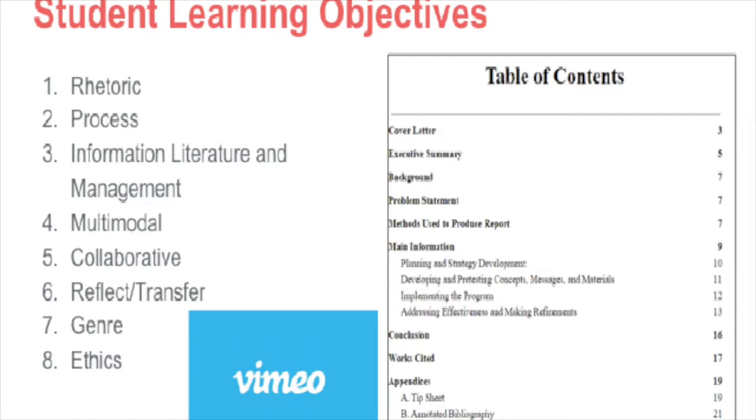The student learning objectives for this course include rhetoric, process, information literature and management, multimodal, collaborative, reflect/transfer, genre, and ethics. They're all listed on the left side of the screen. In this course, I'll demonstrate how I learned about these concepts, how I applied them in my class, and how I plan on applying them in my future goals and aspirations.